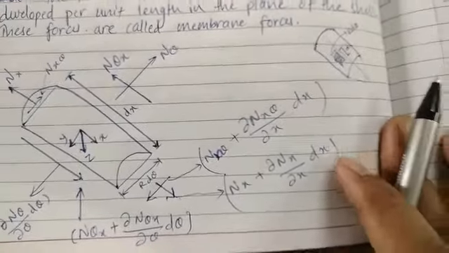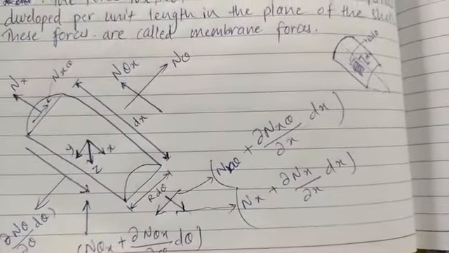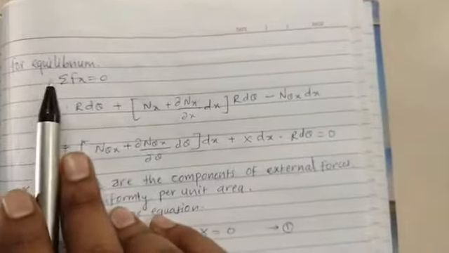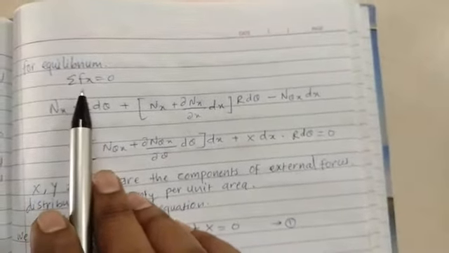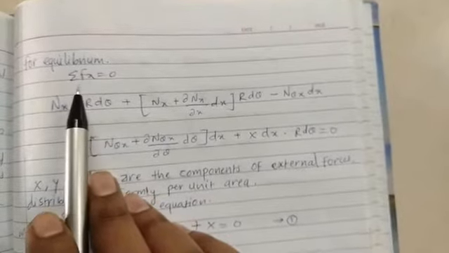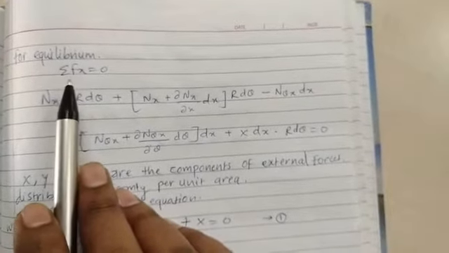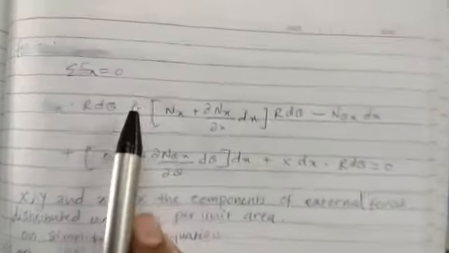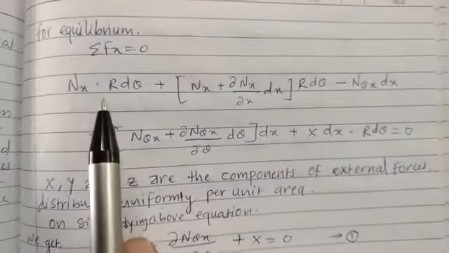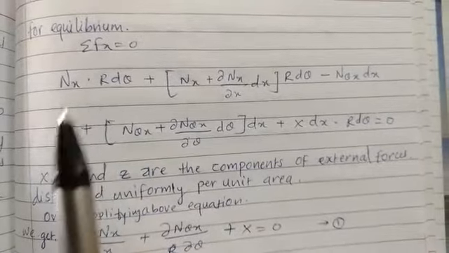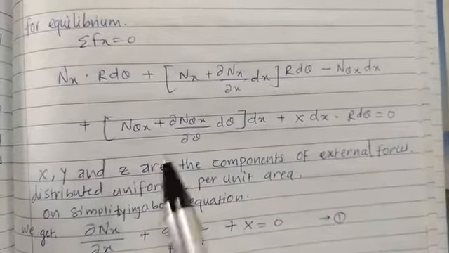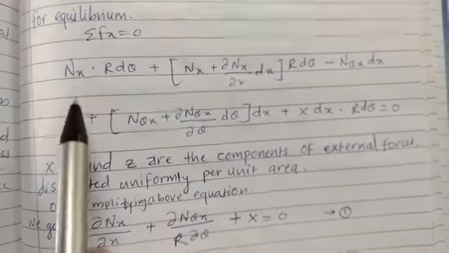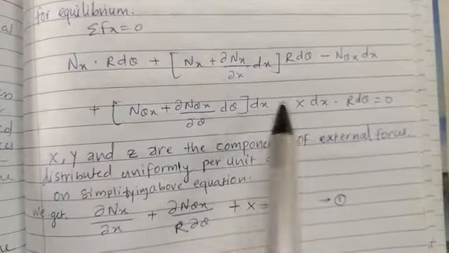Now we'll move towards the next step. Now we'll take equilibrium along the x direction, that is, summation of forces in x direction equal to 0. This is the condition which is required for the derivation. So we have taken summation of forces in x direction equal to 0. Now I have taken all the forces in the x direction.